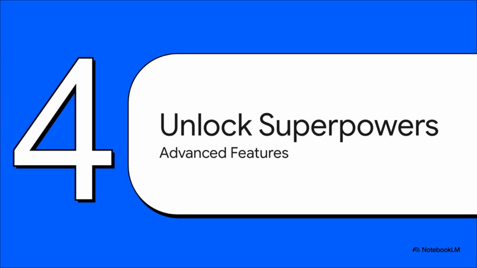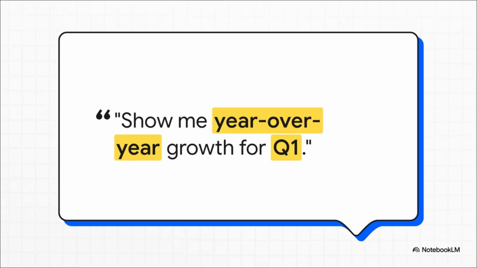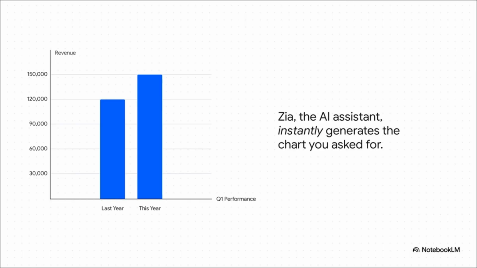Let's talk about the superpowers. Okay, this is where it gets really cool. Meet Zia. It's Zoho's built-in AI assistant. So forget about trying to remember complicated formulas. You can literally just ask a question in plain English. Something like, show me my year-over-year growth for Q1. And bam! Just seconds later, Zia spits out the exact chart you asked for. This is what it feels like when data analysis stops being a chore and starts being, well, a conversation.